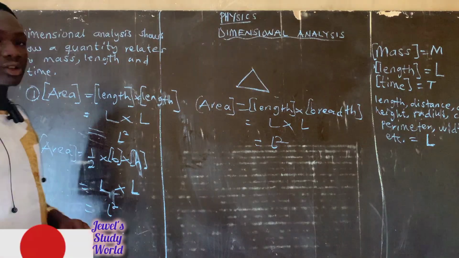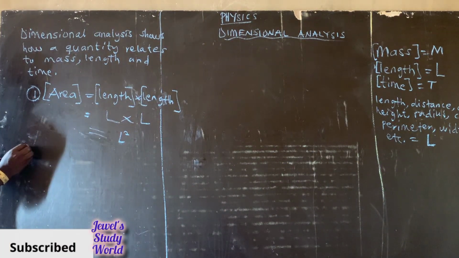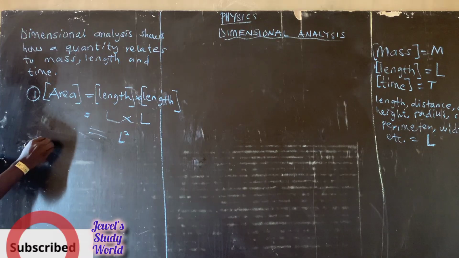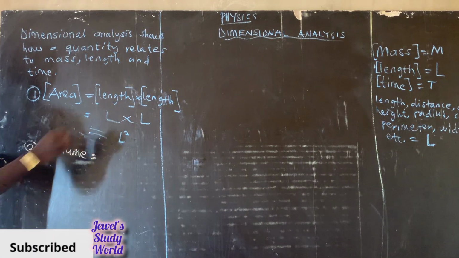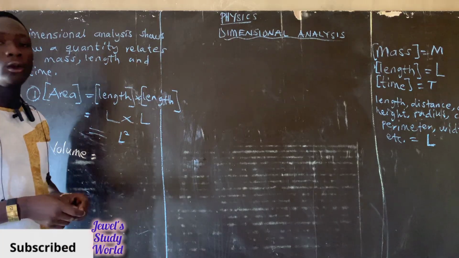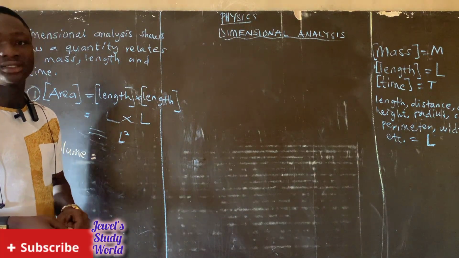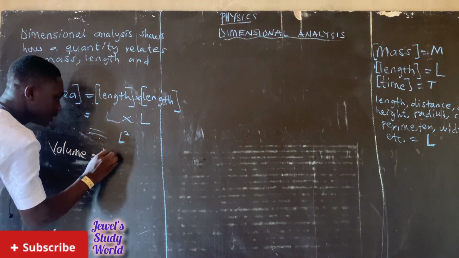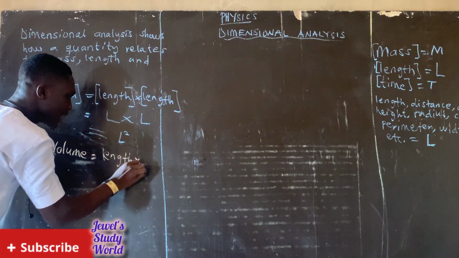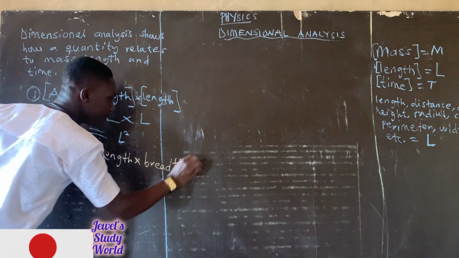Okay, now let's continue. Let's see our next dimension. Let's see the dimension of volume. So let's say volume becomes length times breadth times height. The volume of a cube: length times breadth times height.